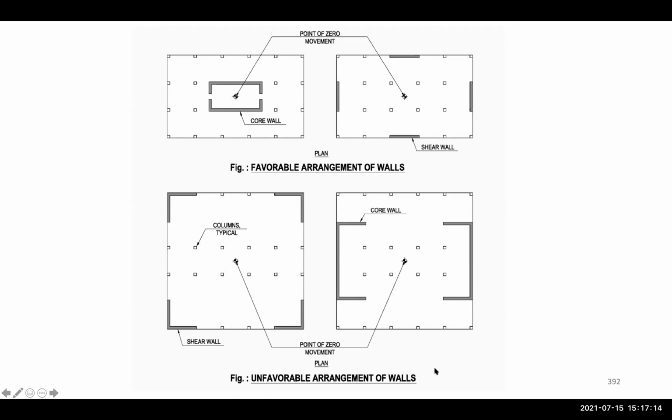Now the unfavorable arrangement is this. Here, as you can see, this side is restrained by this wall and that wall. Here it's the same thing, restrained by two walls. Here we also have a larger area that is restrained on both sides. This is not like that.